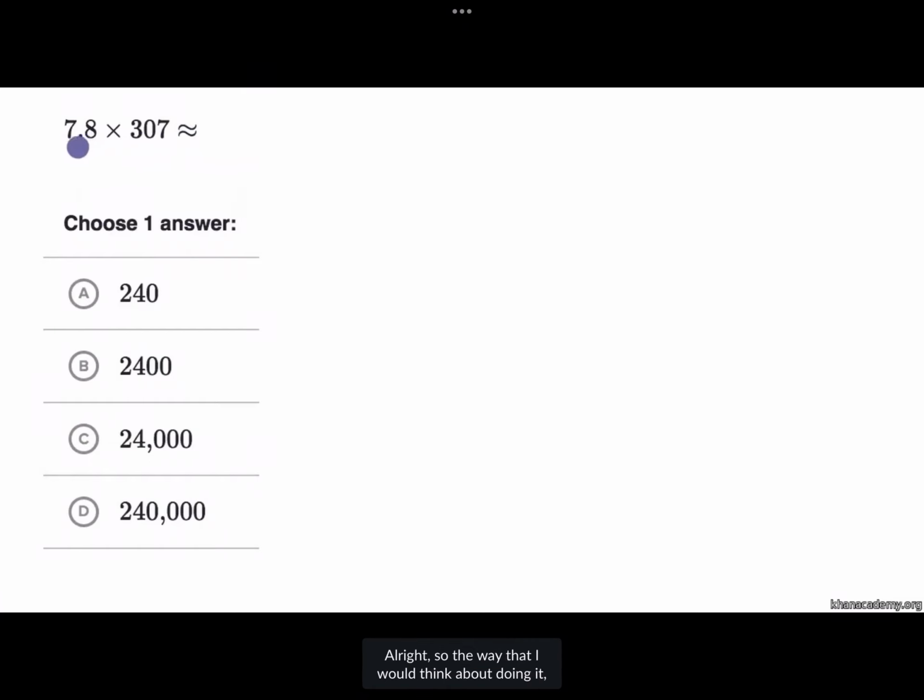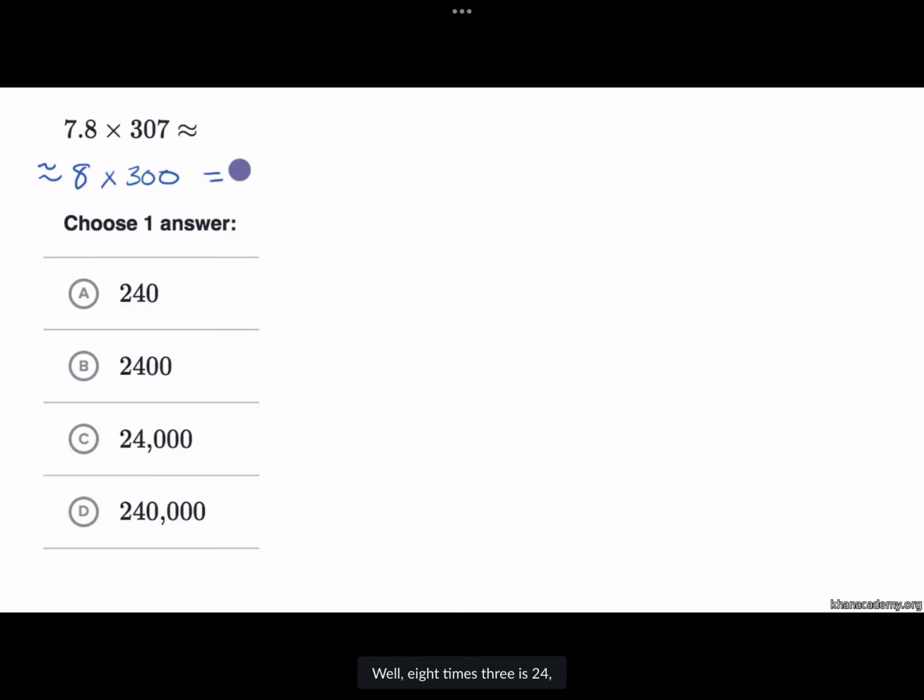All right, so the way that I would think about doing it, even if I was trying to do this in my head at the supermarket or something, I'd say, well, okay, I'd probably need paper to do this properly. But gee, 7.8 is awfully close to 8, and 307 is pretty close to 300. So maybe I can estimate this by multiplying 8 times 300. Now, this isn't going to be exact. It's definitely going to be off, but it's going to give me a good sense of roughly what 7.8 times 307 is. So what is 8 times 300?